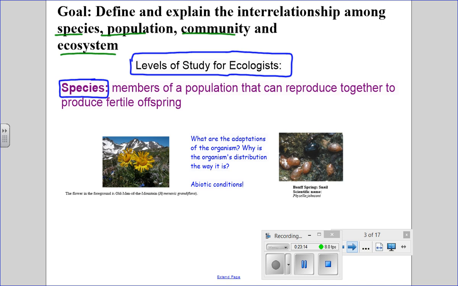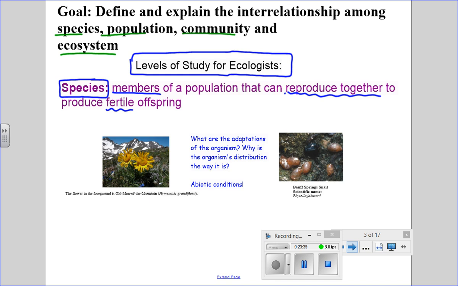And this is so that we can ask ourselves, what is the effect of each of these biotic and abiotic factors? Now, the first thing you have is the definition of what a species is. A species are members of a population that can reproduce together to produce fertile offspring.